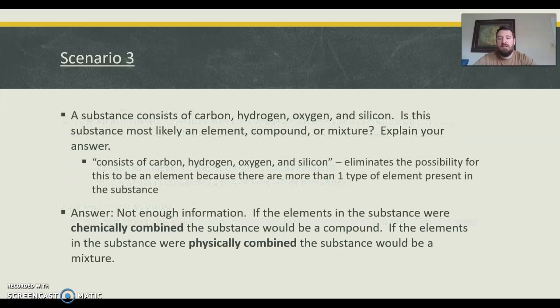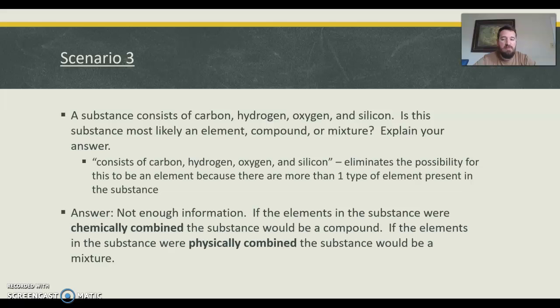Scenario 3 says a substance consists of carbon, hydrogen, oxygen, and silicon. Is this substance most likely an element, compound, or mixture? Explain your answer. So right in the question it says it consists of carbon, hydrogen, oxygen, and silicon. That eliminates the possibility for this to be an element. There is more than one type of element present, so it cannot be that.